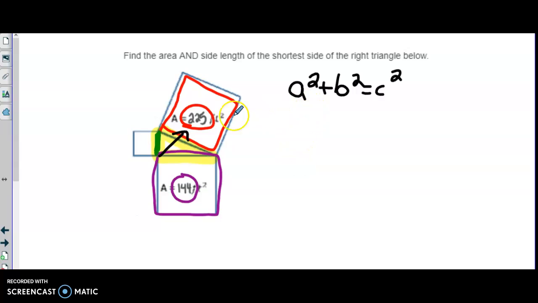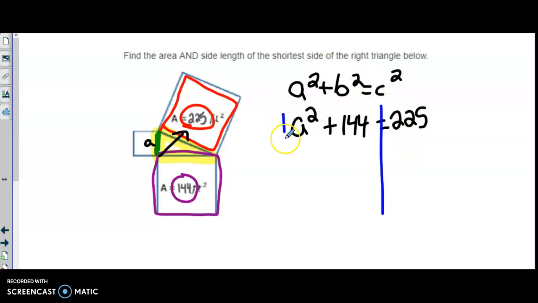It's already a square. Let's just let this side be A because it's the smallest. We don't know A squared. B would be 144, and that's already squared, right? That's already the shape of a square. So we don't square it. It's already done. And then when we go to plug in C squared, 225 is already the square. So we don't need to square it. It's already done. And then we're going to solve it.